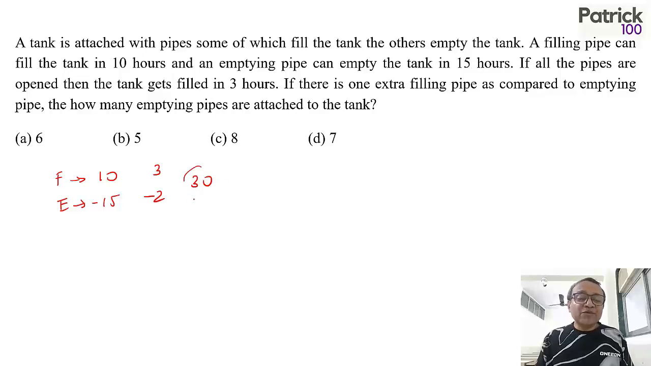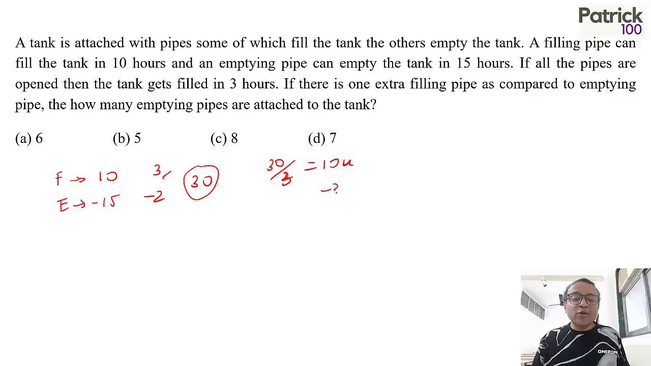I have to complete this work of 30 in 3 hours. That means every hour I have to do 10 units of work. From which there is one filling pipe extra, which is 3 units of work. If I subtract that 3 units of work, the remaining 7 units of work has to be done equally by one filling pipe and one emptying pipe. One filling and one emptying pipe does 1 unit of work.